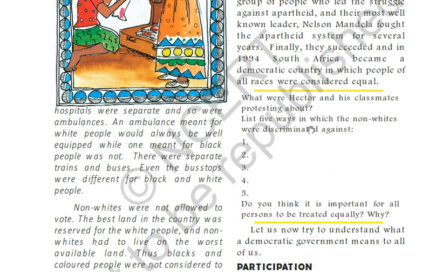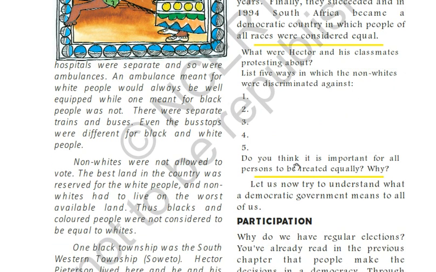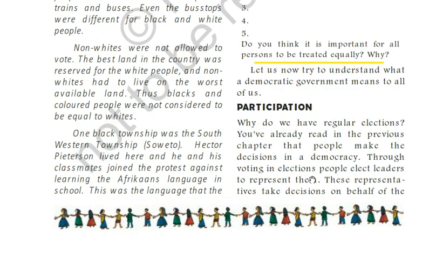What were Hector and his classmates protesting about? List 5 ways in which the non-whites were discriminated against. Do you think it is important for all persons to be treated equally? Why?